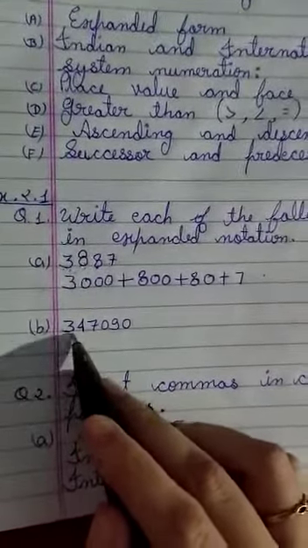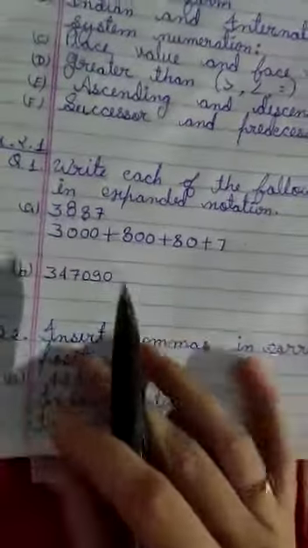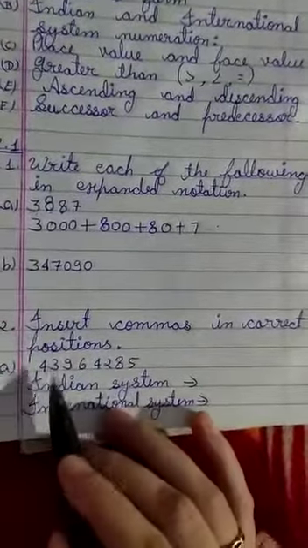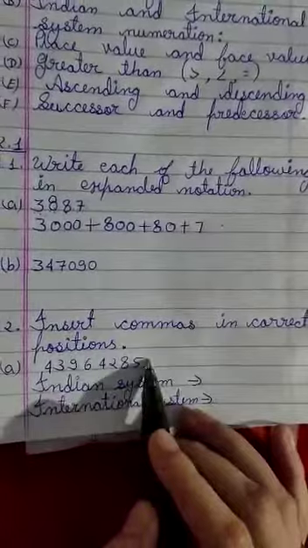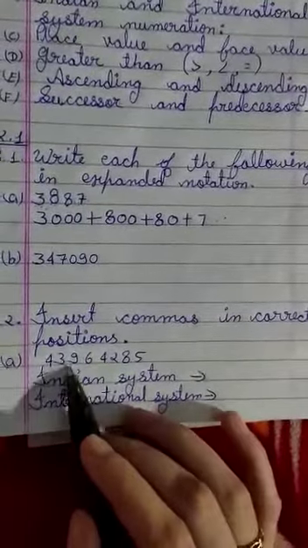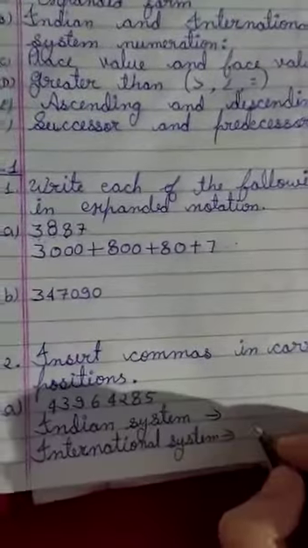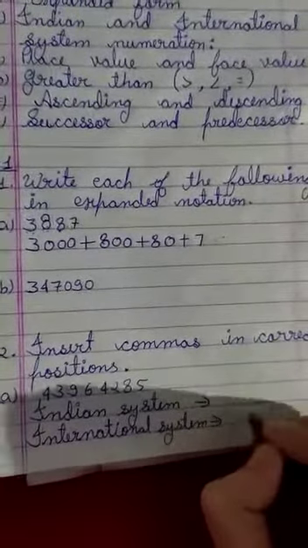Similarly you have to do this second question, and our second question is insert commas in the correct position. This is your number. We have to put commas in this number. First we put commas as per the Indian system. Firstly we write our number here.